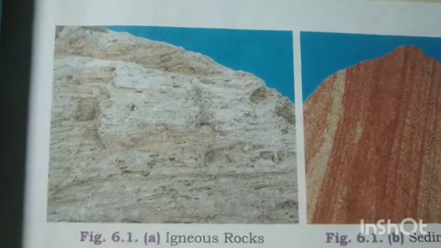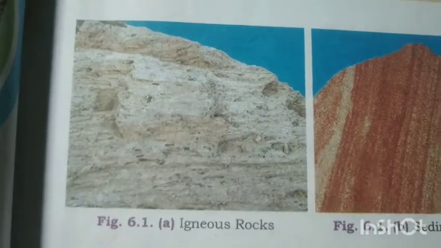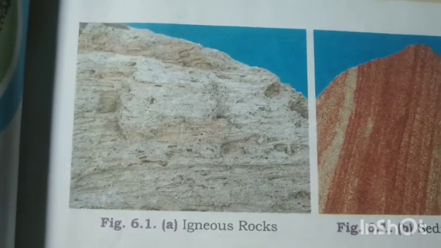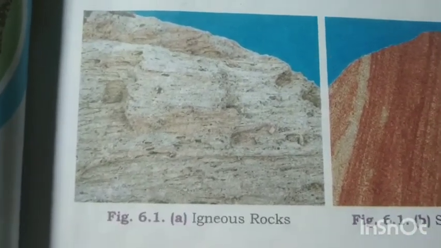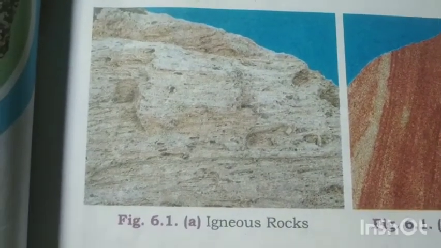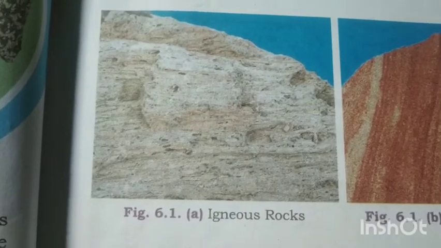And they're the first to be formed, like after the volcano erupts, igneous rocks are formed. So that's why they are called primary rocks, because they are formed first, and they form the basic formation of other types of rocks, like granite, basalt.